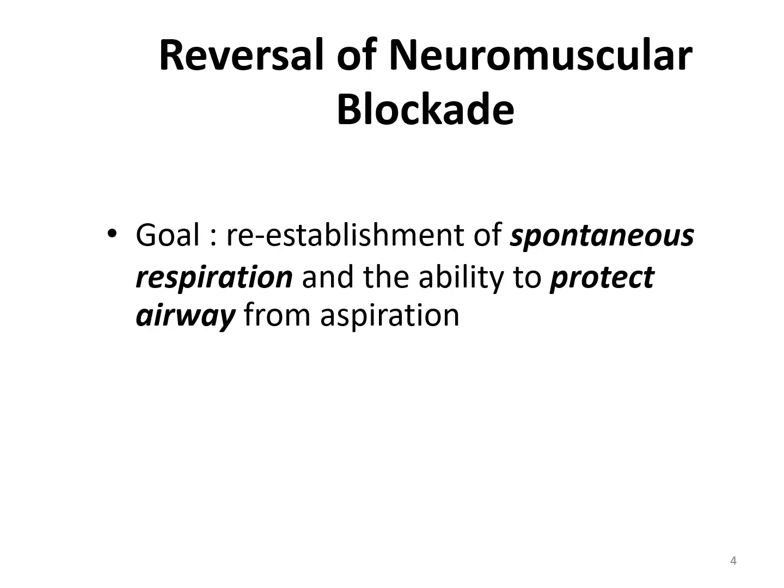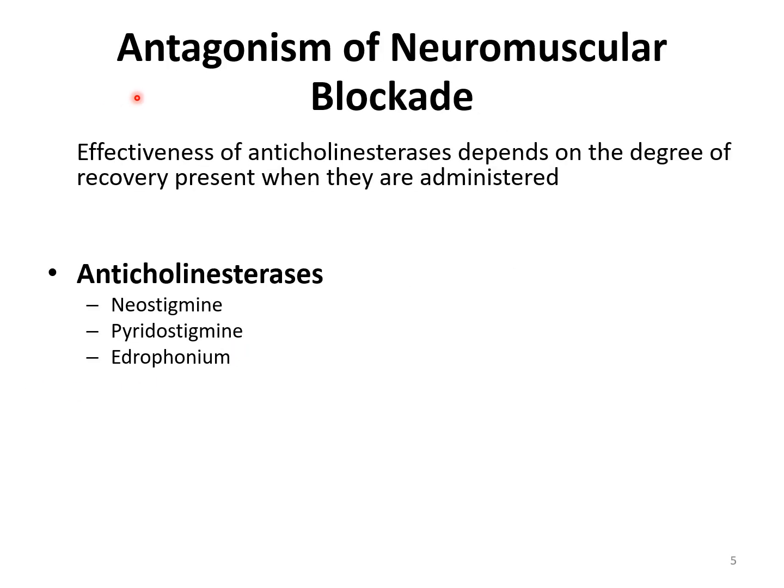Another important piece of information that you need to look at is the reversal of neuromuscular blockade. The goal of this activity is the re-establishment of spontaneous respiration and the ability to protect the airway from aspiration. And for the antagonism of neuromuscular blockade, the effectiveness of anticholinesterase depends on the degree of recovery present in the patient when they are administered. Examples of anticholinesterase are neostigmine, pyridostigmine, and edrophonium.